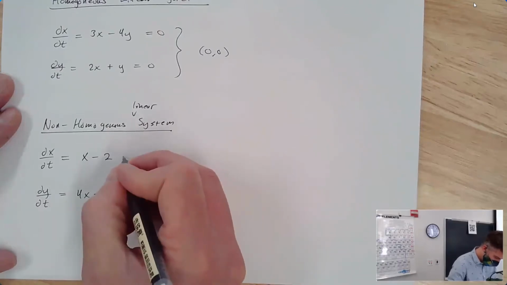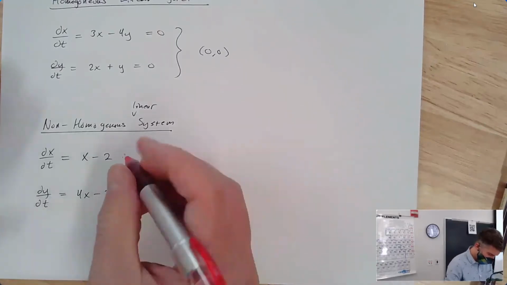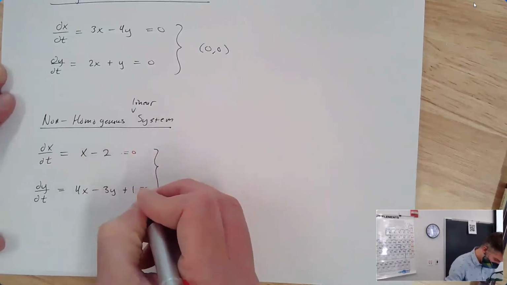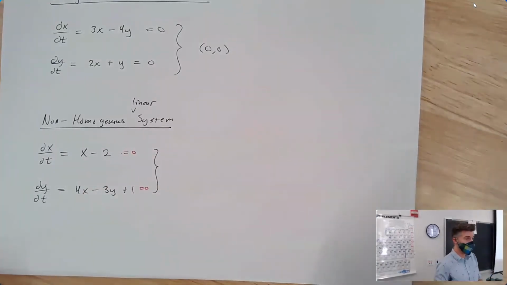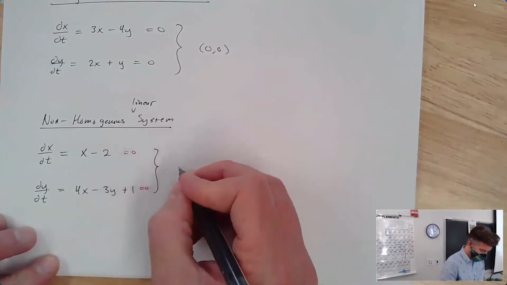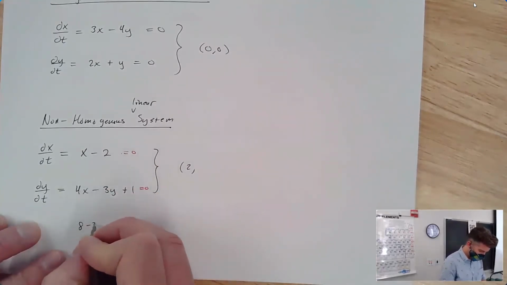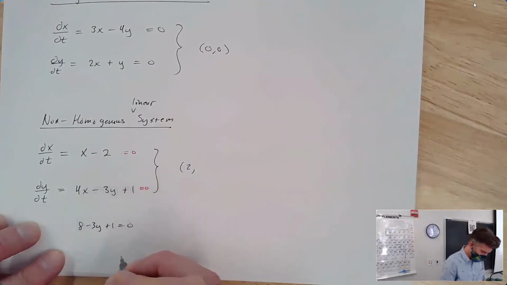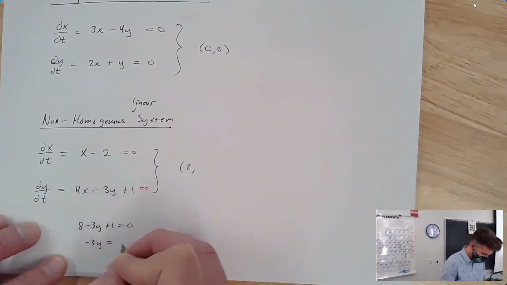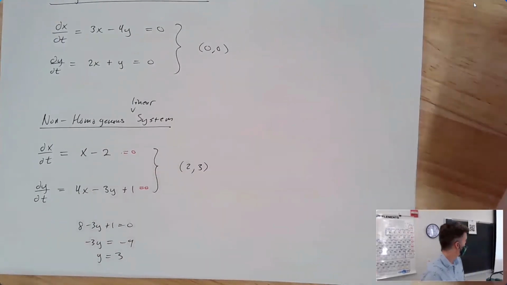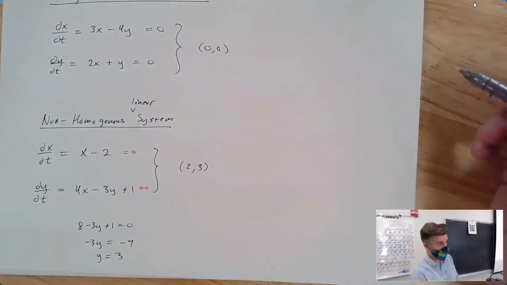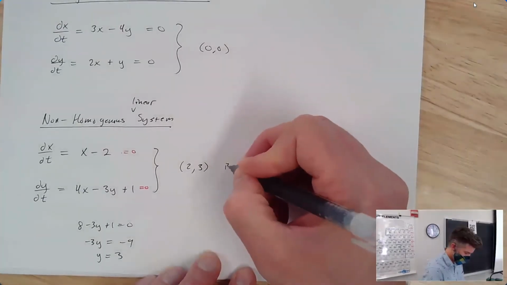And if we set both of those equal to 0, we definitely do not get the origin as the equilibrium point. Here, we're going to get x equal to 2. And if x is 2, we're going to get 8 minus 3y plus 1 equal to 0. So negative 3y is going to equal negative 9. So y is going to equal 3. So that one would have the single equilibrium point of (2, 3).